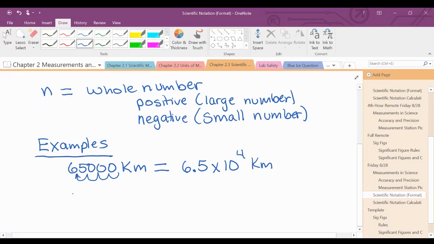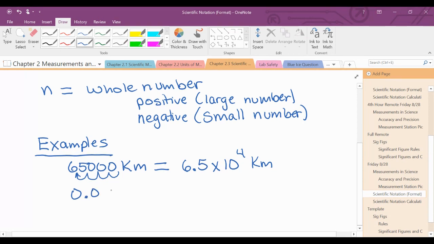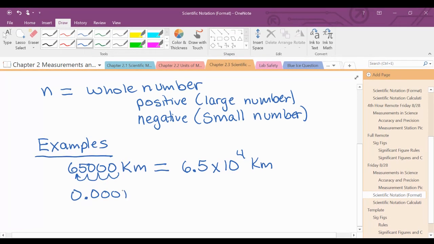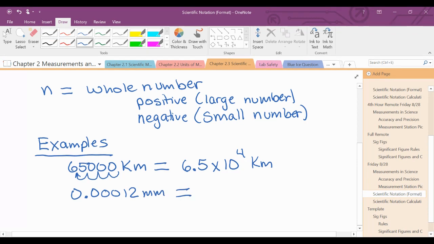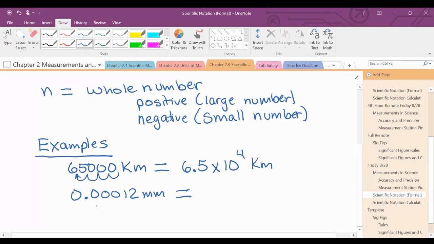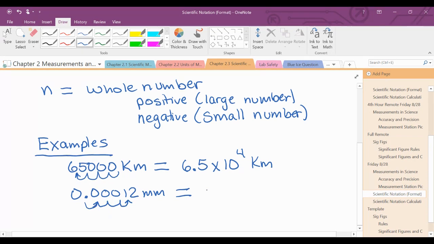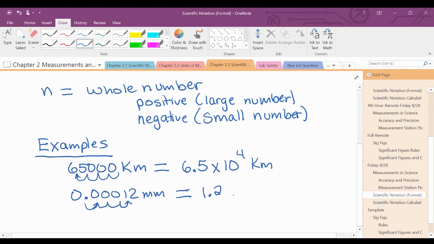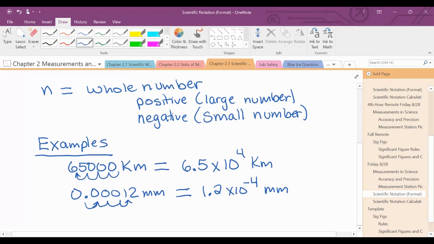If I have a small number, 0.00012 millimeters, I'm going to move my decimal point to the right. 1, 2, 3, 4. So I'm going to get 1.2 times 10 to the negative fourth millimeters. These zeros are leading. They are not written. Leading zeros are never significant.